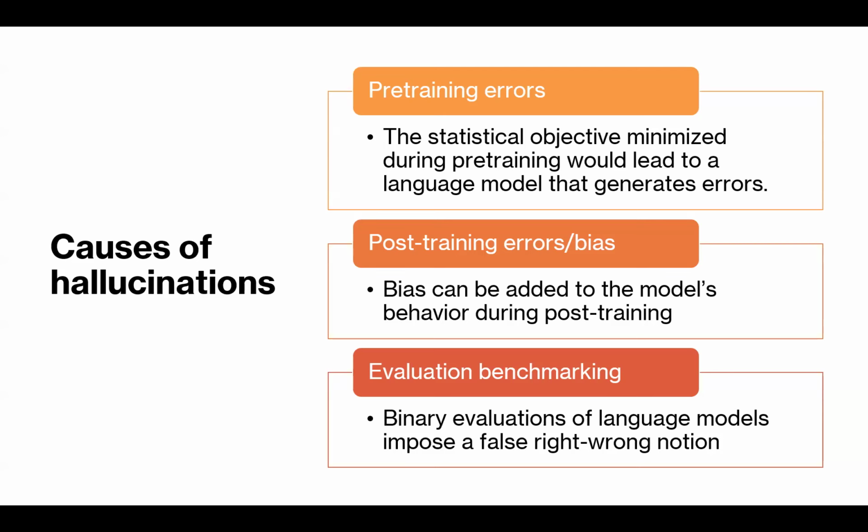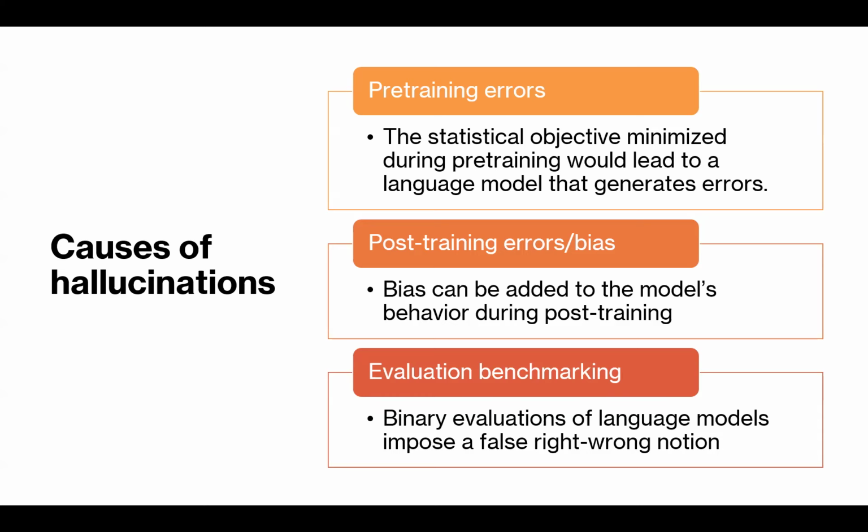So let's talk about the causes of these hallucinations. Now, they have divided the hallucinations or these errors into three stages. One is the pre-training error, where the statistical objective which we minimize during pre-training would lead to a language model that generates errors, which is very similar to any machine learning model. When we do training, there are possibilities that when we provide test data which might be slightly out of distribution, the model will produce errors.